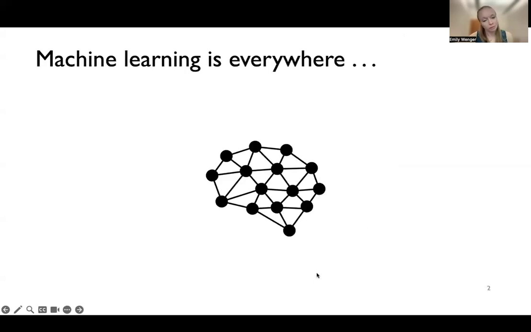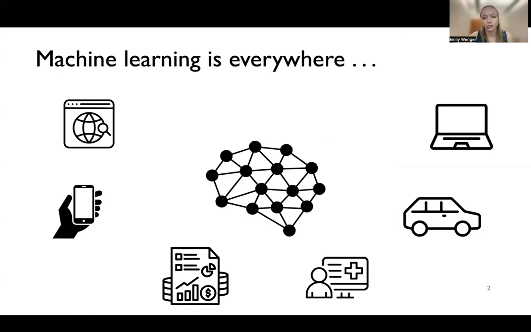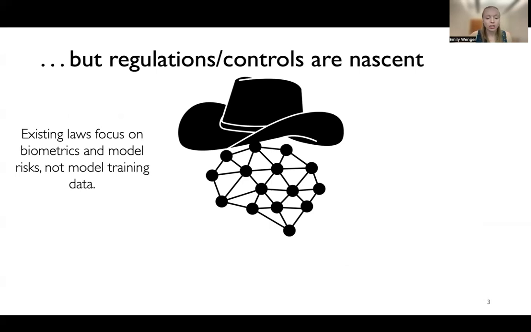In case you haven't been paying attention the last few years, machine learning is now everywhere. It's in browsers, it's in our mobile phones, it's used in finance and healthcare and cars, and in everyday web and computer applications. Despite the ubiquity of this technology, there are not a lot of regulations and controls that have been codified by law. As of 2024, we have the EU AI Act and GDPR, and around the United States, there are scattered biometric laws focusing more on facial recognition and other biometric applications of machine learning. Notably lacking are laws guaranteeing transparency in data use in these machine learning models.